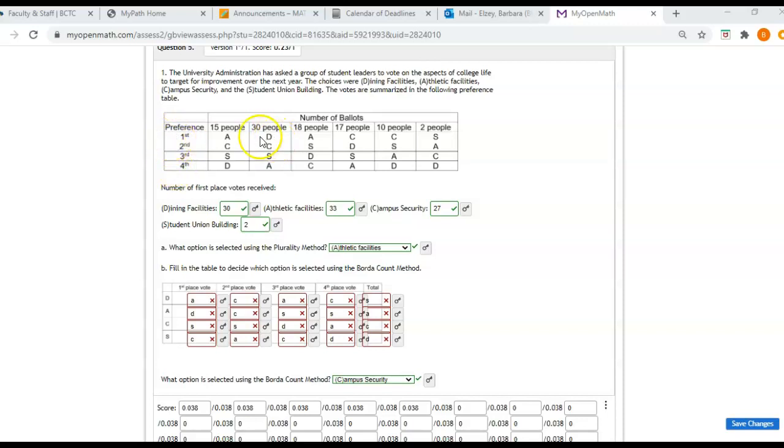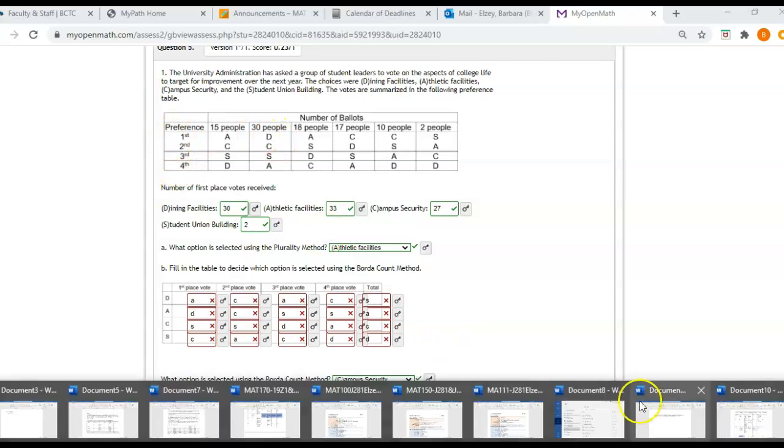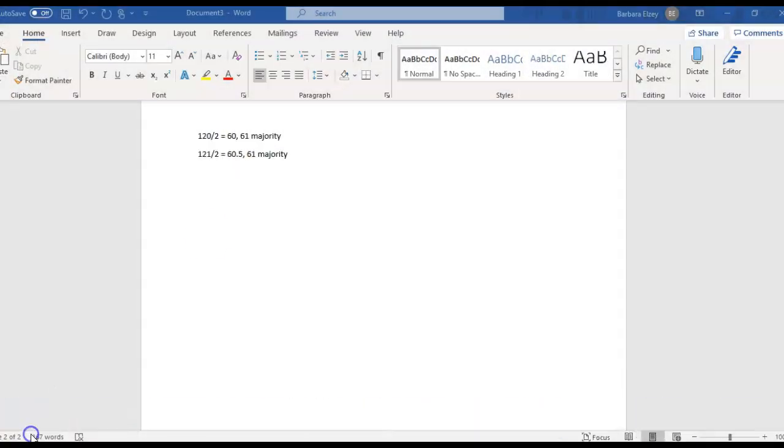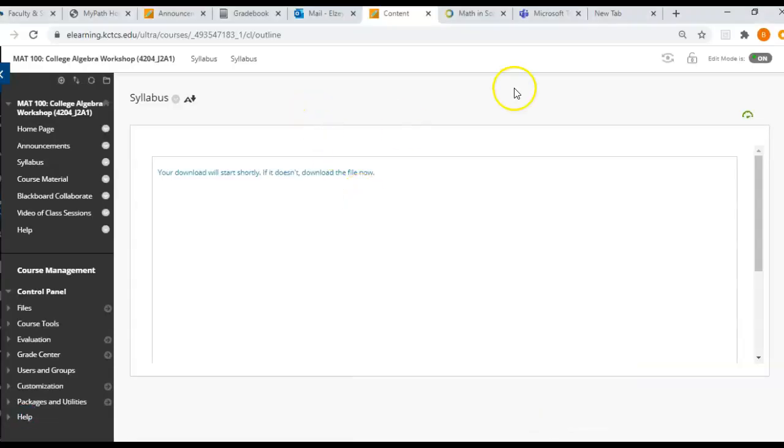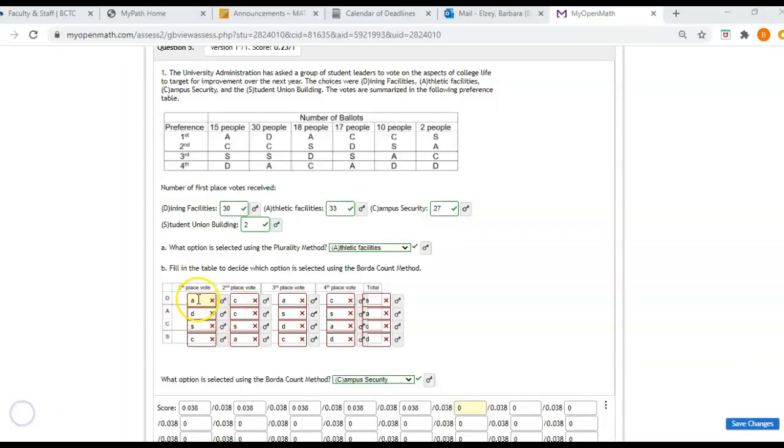So 4 points for 30 people. We'll just take 30 times 4. That's 120. So going back, we would put 120 right there in that first box. And of course, as instructor, I can look over and check that that's true.